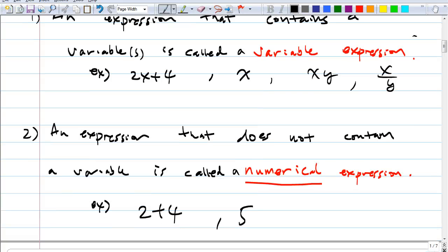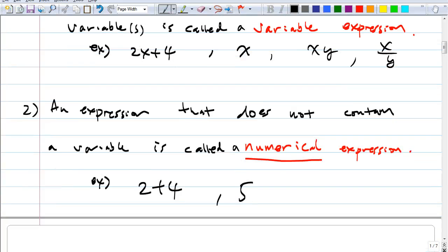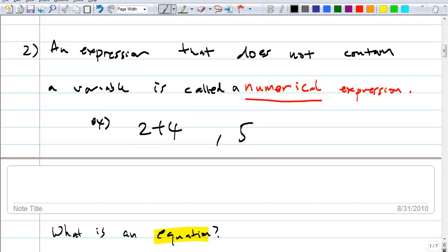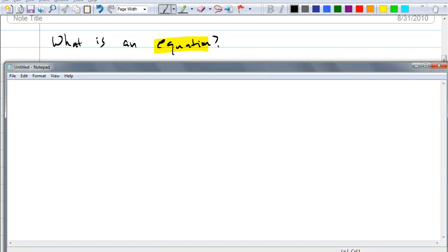Anyway, so let's move on to the next thing that we want to talk about. So then what's an equation? They sound pretty similar. So we just talked about expressions. Right? There are two types, numerical expressions and variable expressions. Then what's an equation? How's that different? They sound sort of similar. Equation, expression, they all start with E.